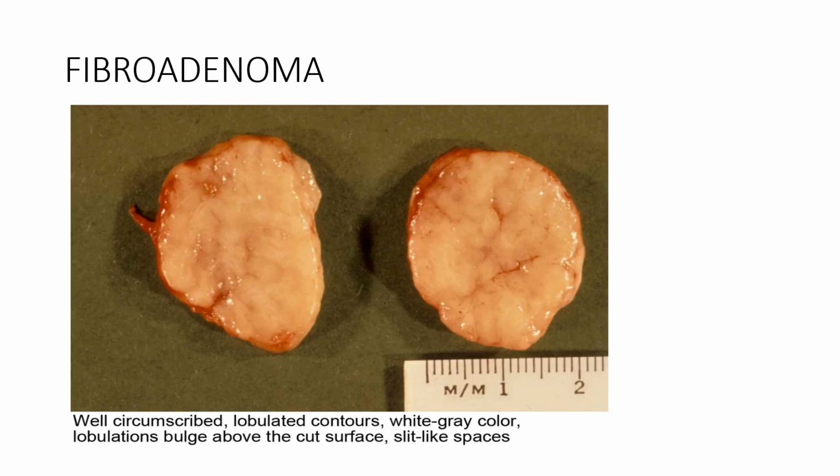This is the picture of fibroadenoma. Take note of the edges of this tumor. You see that it is well circumscribed. It has lobulated contours. The color is white-gray or yellow-white, and you don't appreciate necrotic changes. There are slit-like spaces that you could also see.